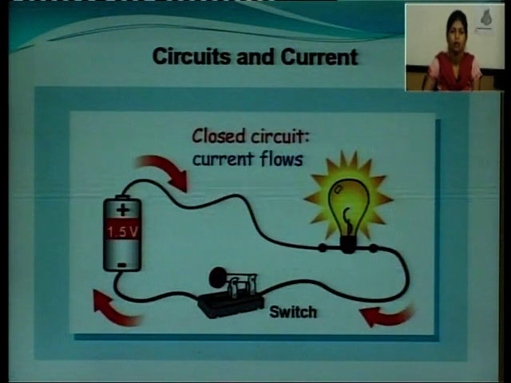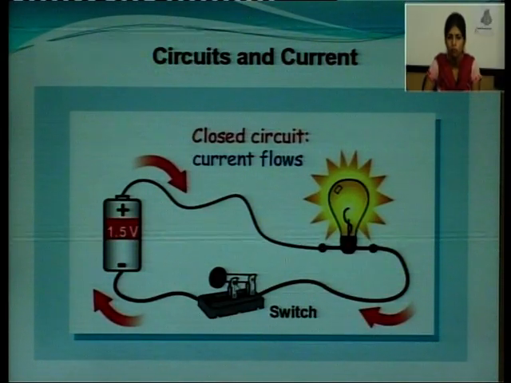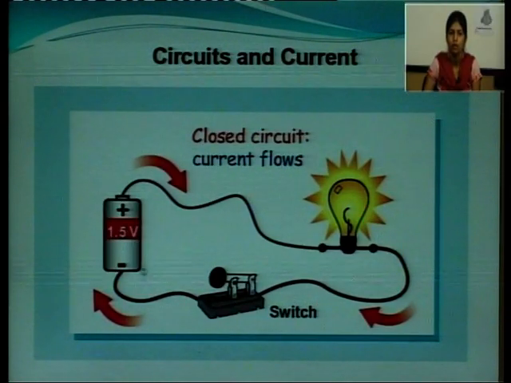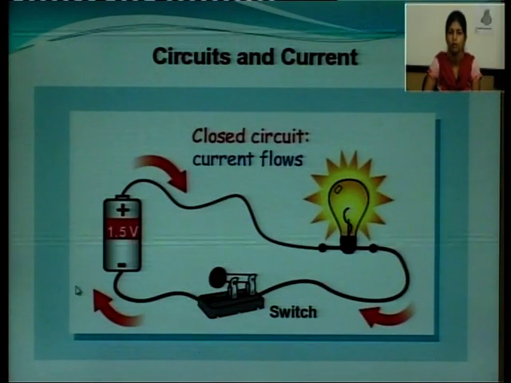So see, we have closed this switch. At the instant we close the switch, the electric current starts to flow in the circuit. So this is the direction of flow of current, from the positive to the negative.